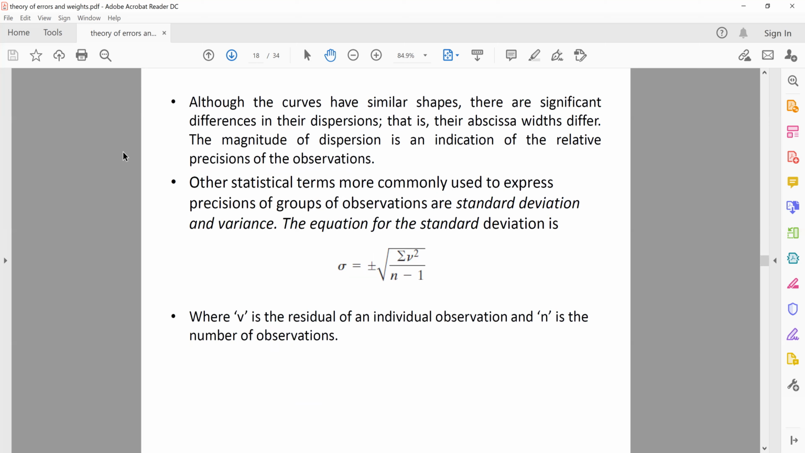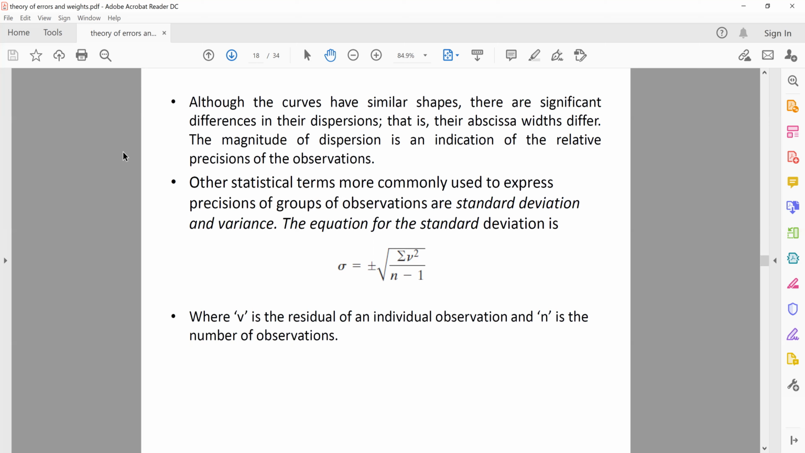And the standard deviation equation is given by plus minus under root summation of residual squared divided by n minus 1. So let's say you have five observations, and for those five observations, you calculate the most probable value, which is the average of those values. Once you have that average, you can subtract each value from that average one by one, and that would give you five residuals. Then you square those residuals, take their sum, and divide it by the number of observations minus 1, which was 5 minus 1. Take the under root with a plus minus sign, and that value would be your standard deviation.